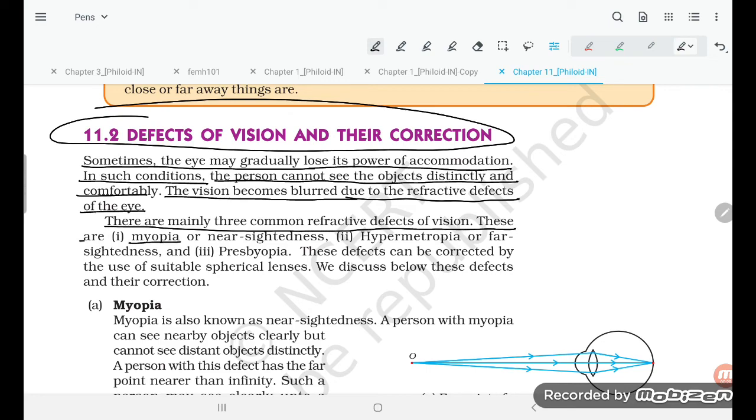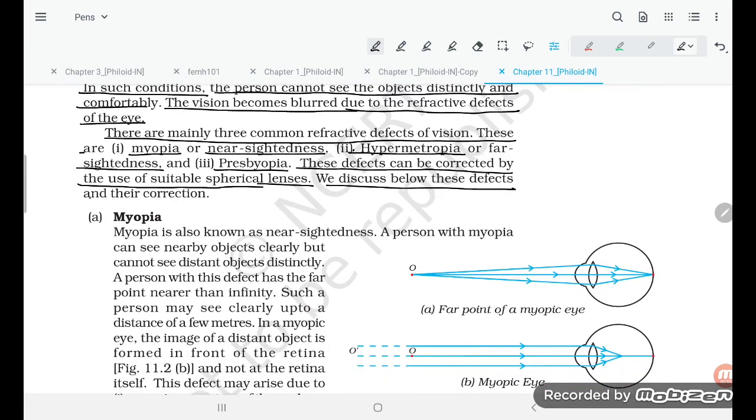These are: the first one is myopia, that is nearsightedness, then hypermetropia or farsightedness, and presbyopia. These defects can be corrected by the use of suitable spherical lenses. We discuss below these defects and their correction.